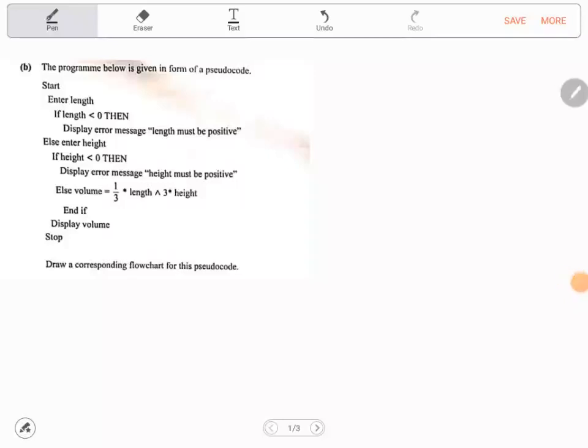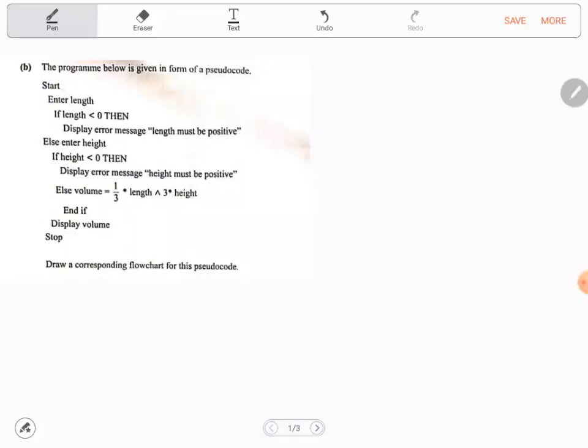So let's look at this example that says the program below is given in form of a pseudocode. Start, enter length, if length. So this is a program, a pseudocode. So this is how a pseudocode looks. And it says draw a corresponding flow chart for this pseudocode.